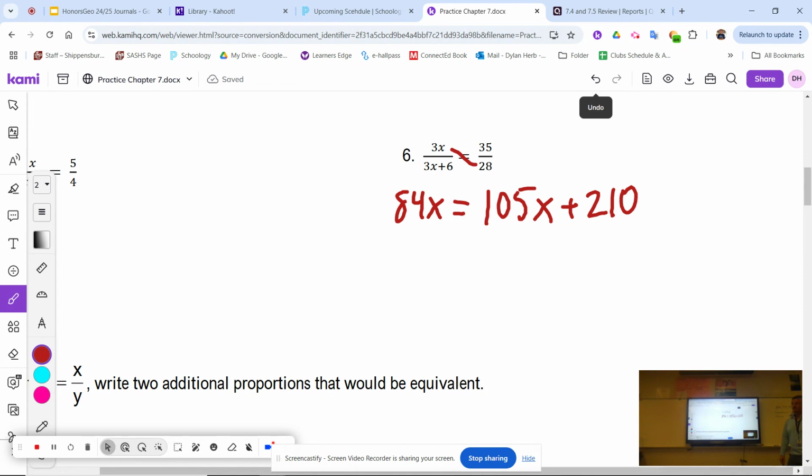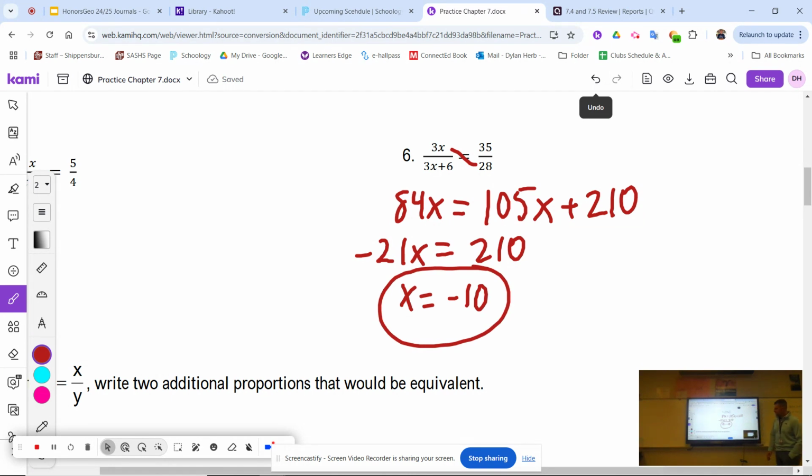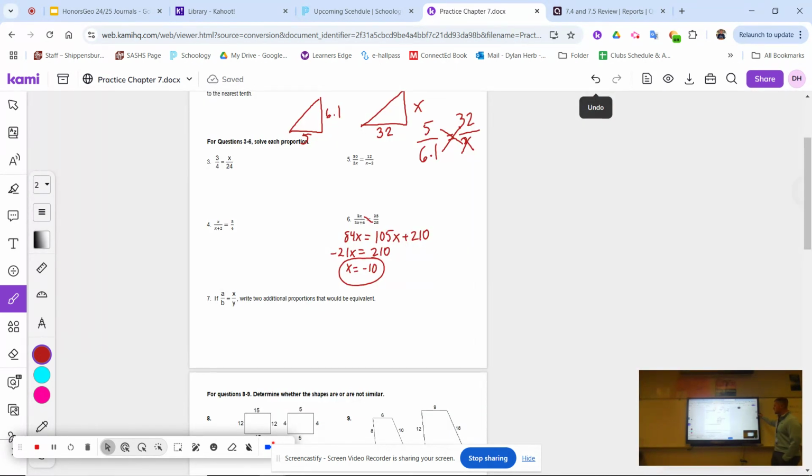210. Okay, and you'll subtract your 105. Looks like x is going to be a negative number here. Subtract your 105 from both sides, so that's what, negative 21. That looks good, because now when I divide, I'll get a whole number. So I divide by negative 21, I should get negative 10 is my answer. All right, so that's solving a proportion.